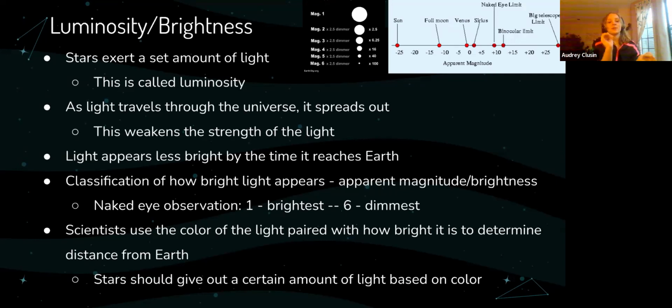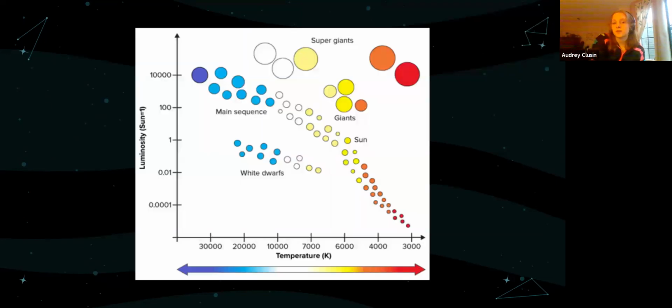But anyways, using this apparent brightness, scientists use the color that the star appears to us, paired with how bright it is, to determine how far away it is from Earth. A second ago, I was saying that stars exert a set amount of light based on their size. So we know how much luminosity that star should be putting out into the universe, but based on how it appears to us, we can determine how far away it is based on how much that light dims by the time it gets to us. So that's an important tool that we can use when determining how far away stars are from us.